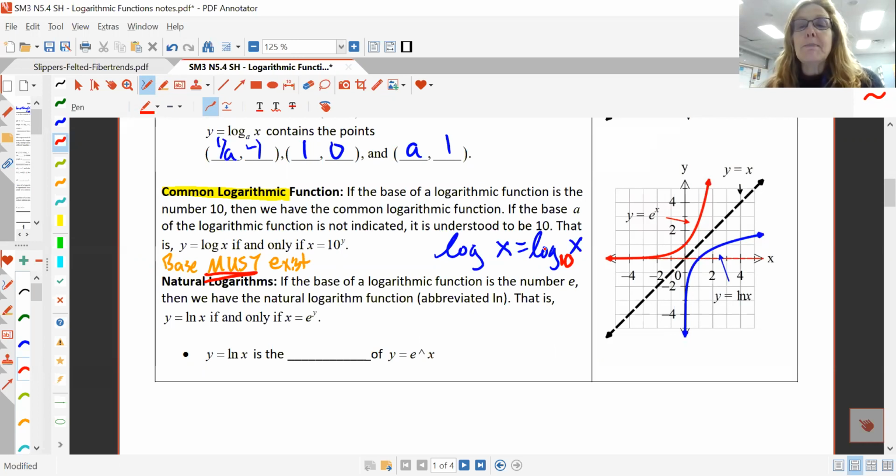So if you don't see a base, it's the same as multiplying by 1, and the common base, the base that's always there if there is nothing else that you see, is always 10, okay? So don't make up a base. If there's no base shown, the base is 10.